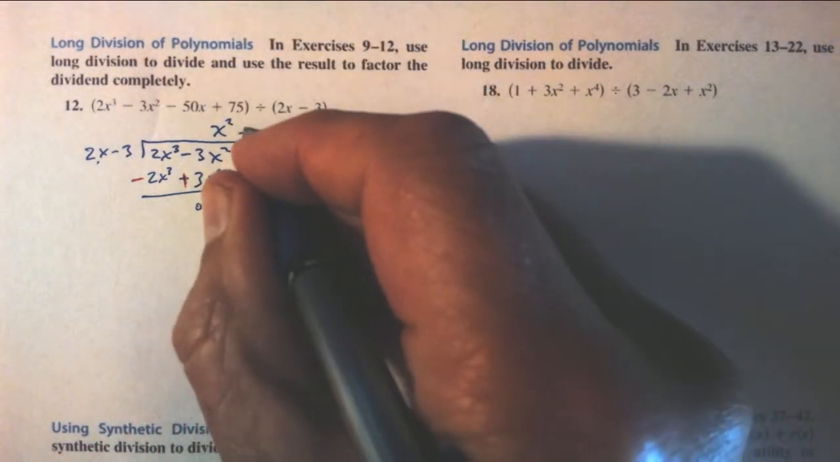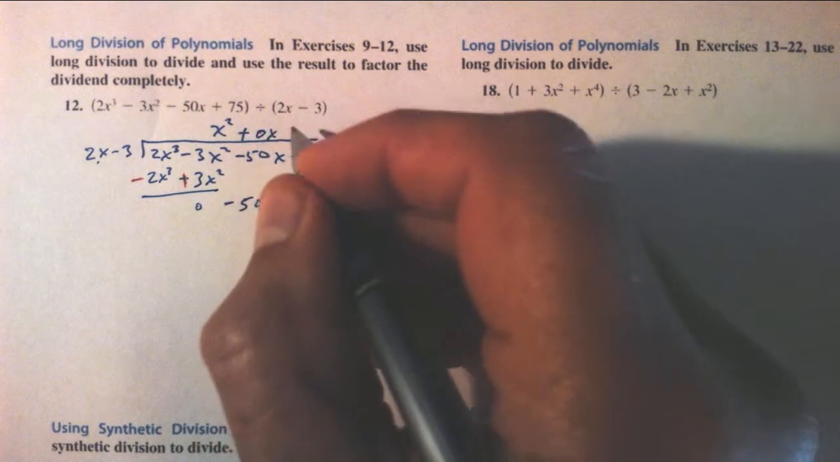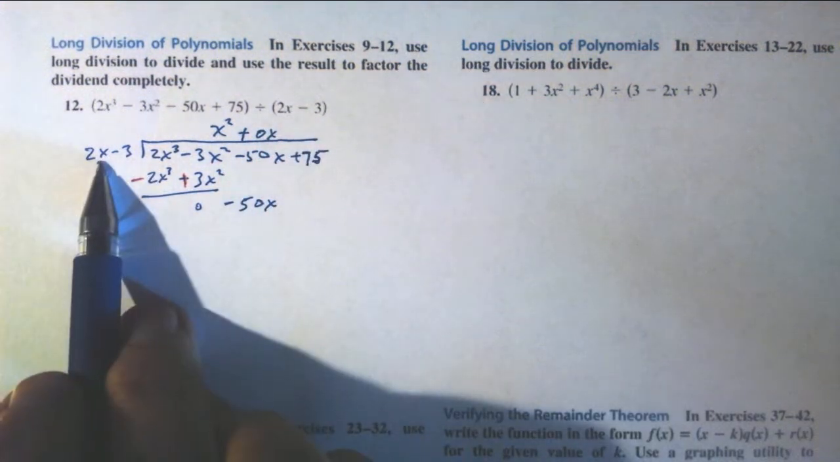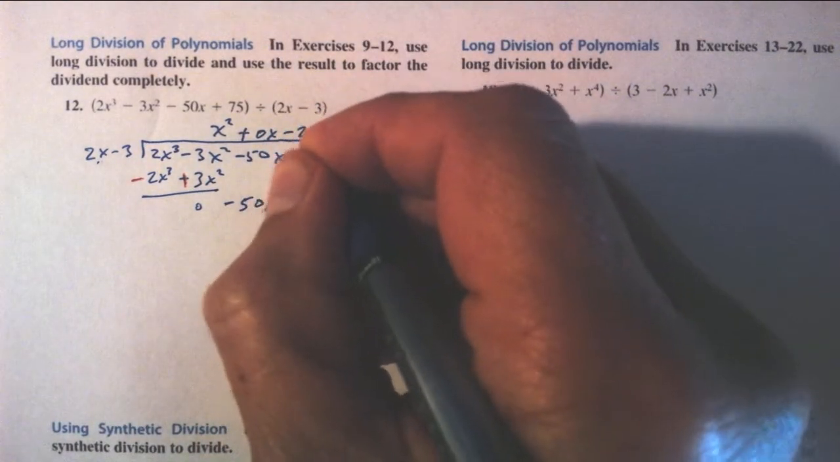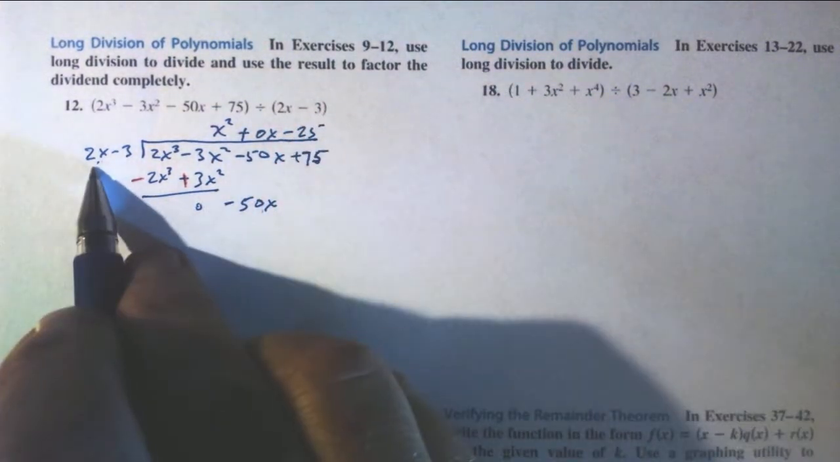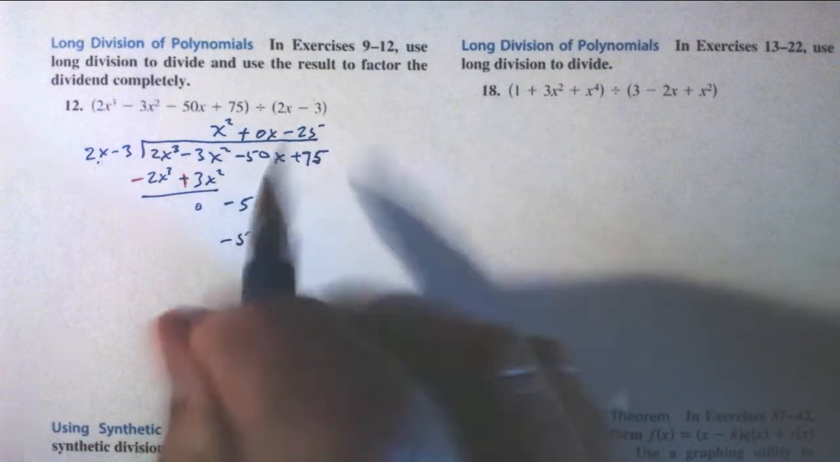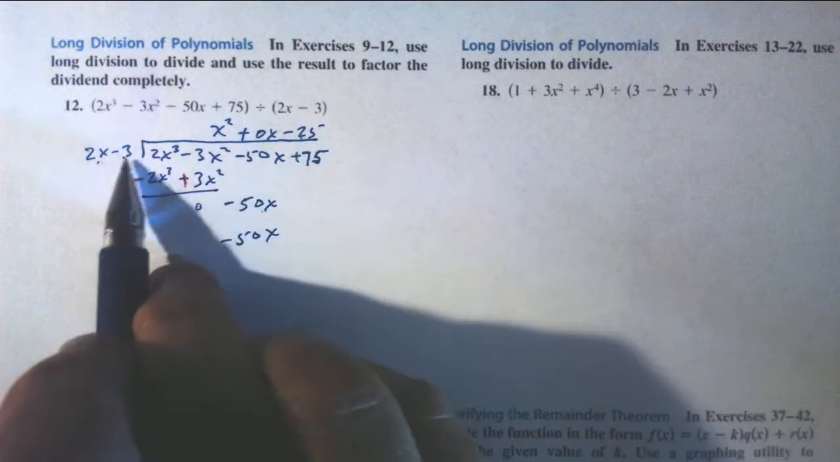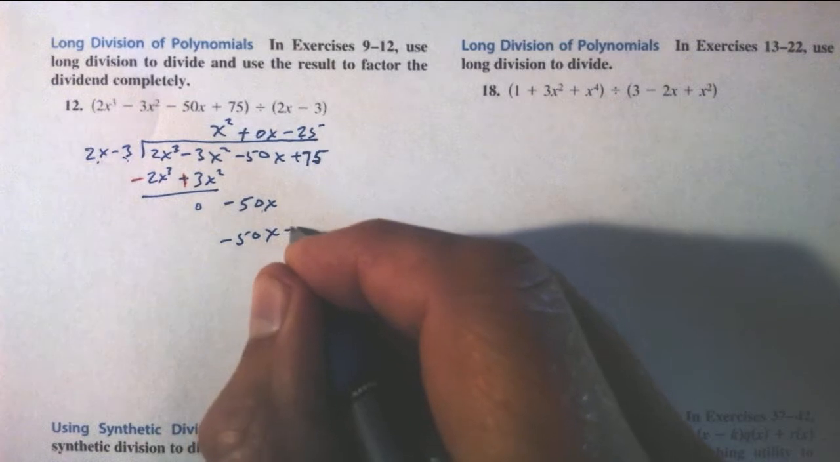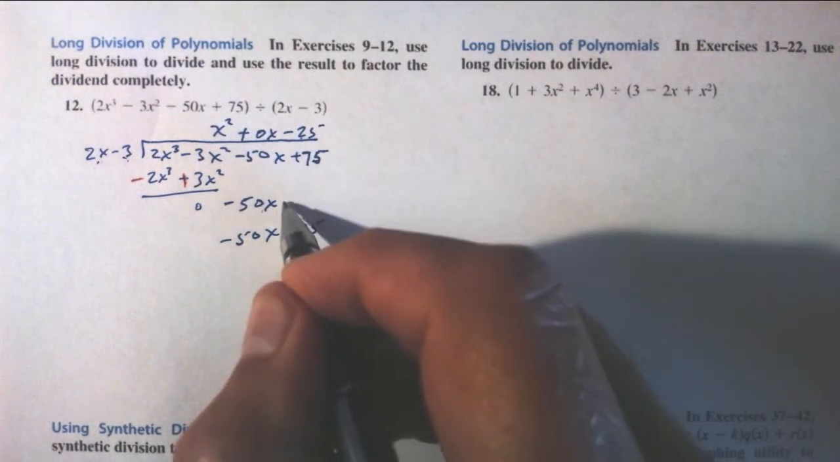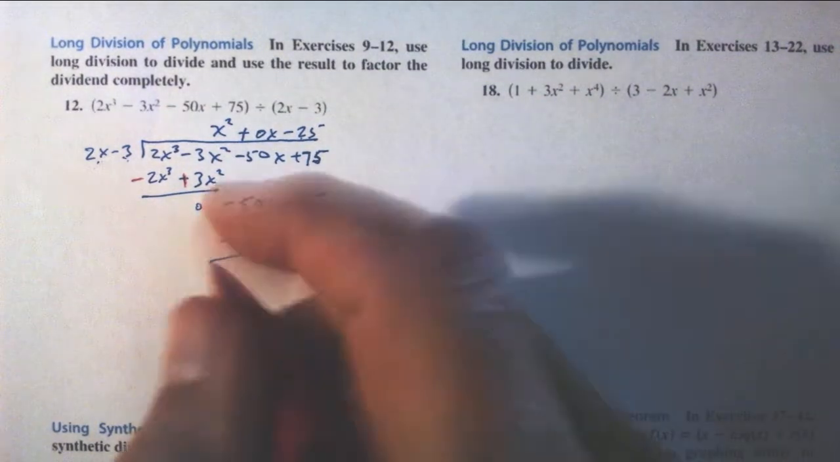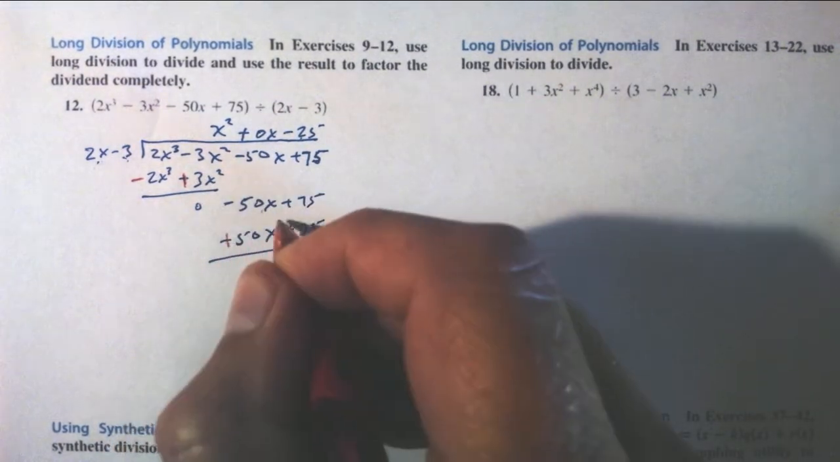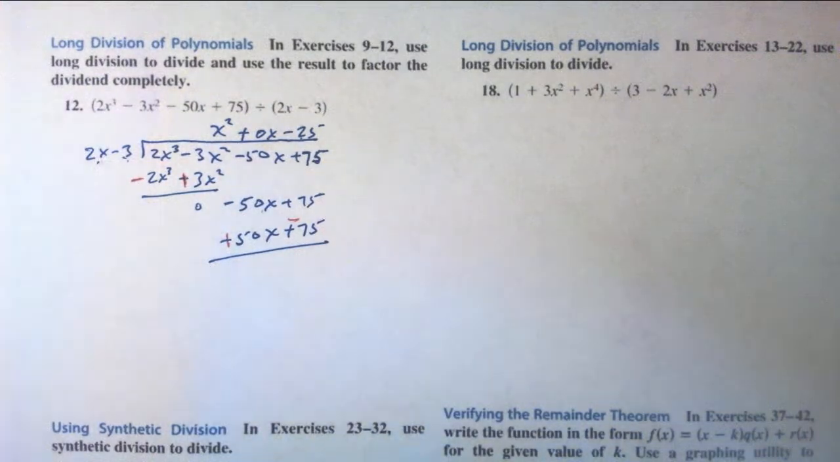You might even put 0 x's here, because I don't need to multiply 2x by x. I need to multiply 2x by negative 25. And I get negative 50x, and I get negative 25 times negative 3 plus 75. I'm going to bring down this other plus 75, and I'm going to subtract those. Subtract opposites, and I end up with 0.